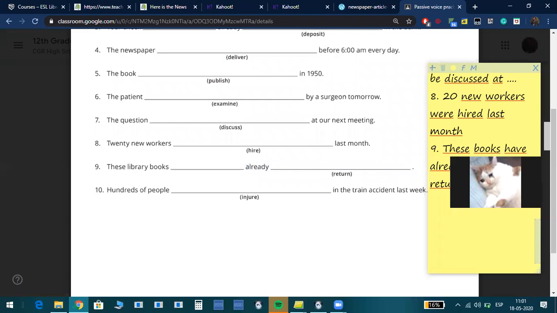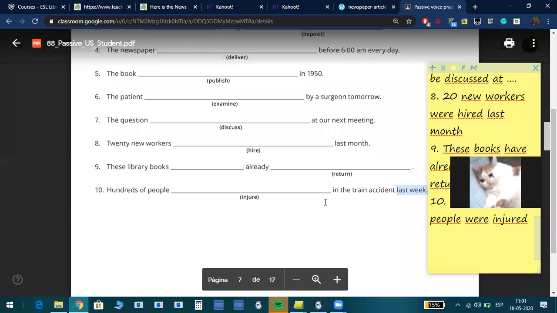And last one, Fernandita, help me out to finish this one, please. Hundreds of people were injured? Have been injured? I go with past simple. Were injured because it's last week. Okay, so good. Does that really matter?